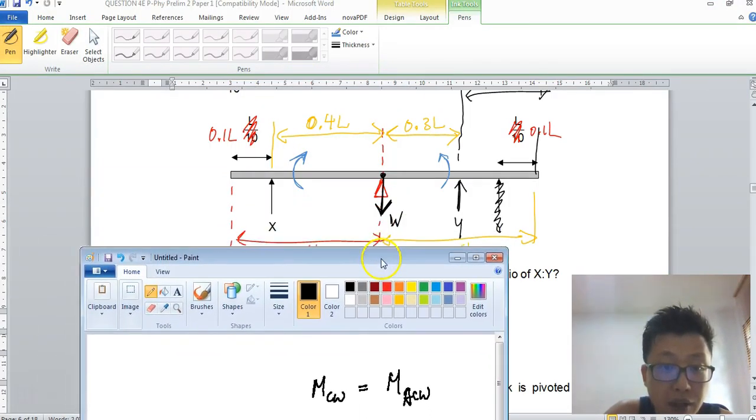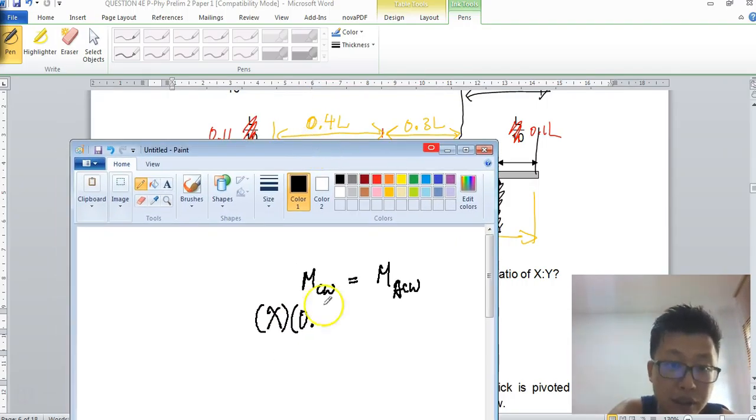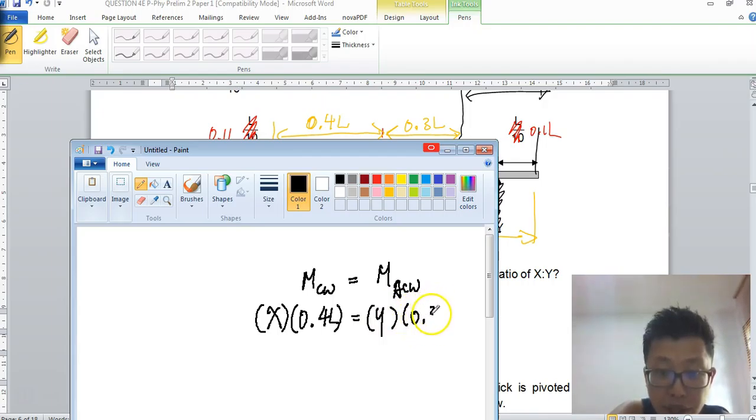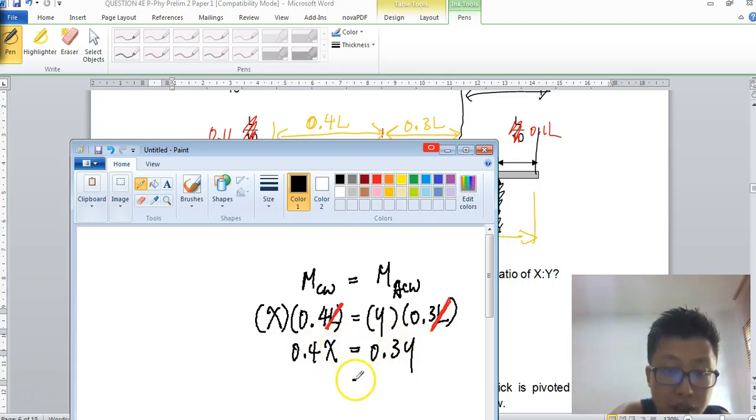Okay, my clockwise moment is from X, so I know that X is my force. I must multiply by the distance, which is 0.4L, and down here will be my Y. It is 0.3L. So you can see that the L can cancel off each other. So I'm left with 0.4X here and 0.3Y here.